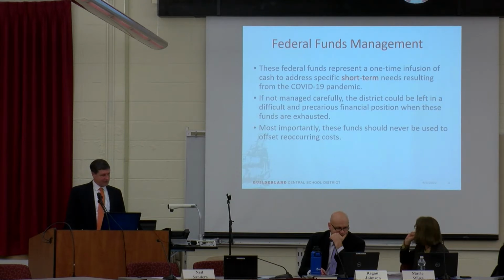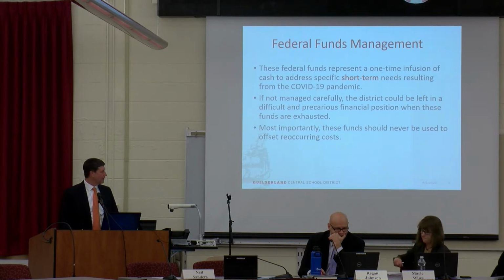So if we do not manage that well, and this is part of the conversation we're just having, we could be left in a difficult and precarious financial position when these funds are exhausted. So if we plan for them and use them, but don't have a way to find another way to cover those costs after the funding ends, we are going to be in a difficult position. That's why we should never use these funds to offset reoccurring costs. So if we have reoccurring costs, we use the funding for that. The funding goes away, then we have a difficult decision. Do we have other funding to replace it? If not, we have to start making cuts and reductions in order to do that.